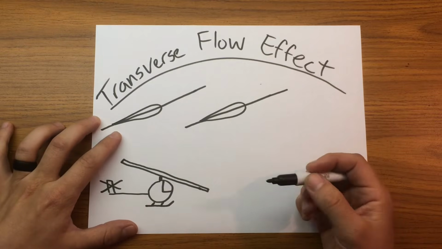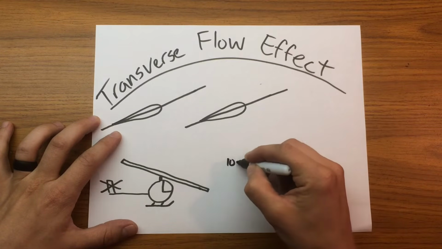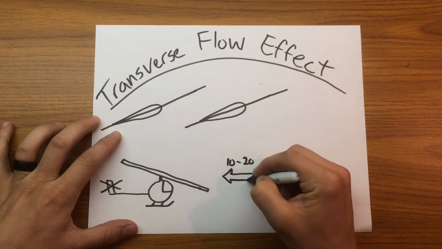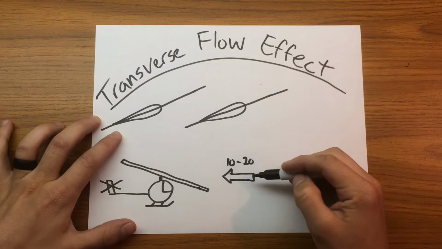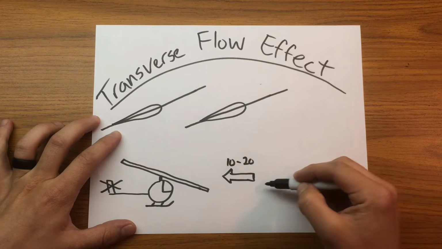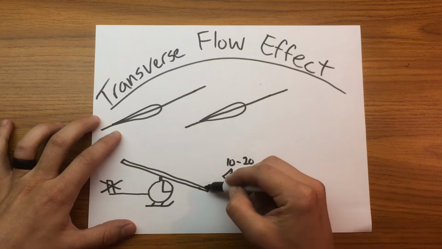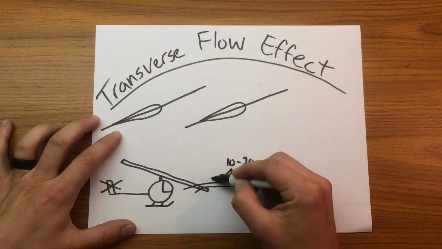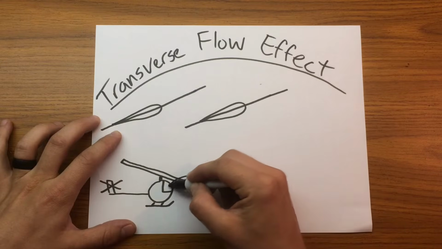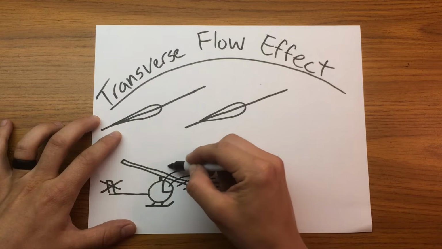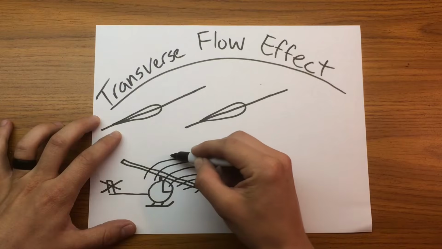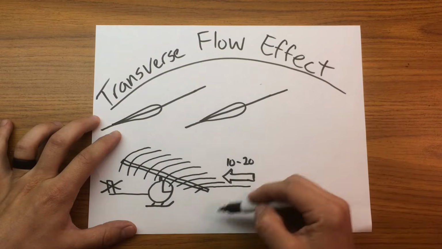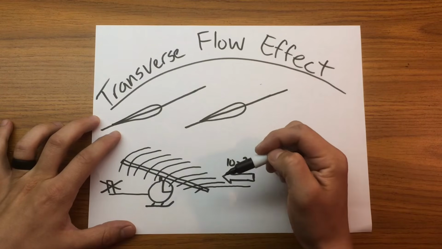So what does that look like? Well, this usually occurs between 10 to 20 knots of forward airspeed, or of airspeed in any direction for that matter. But what happens is that airflow is starting to hit the leading, or the front half of the rotor system in a horizontal direction, and then transitioning more and more to a vertical direction as it gets to the aft portion of the rotor disc. So more horizontal on the front half, more vertical on the back half.